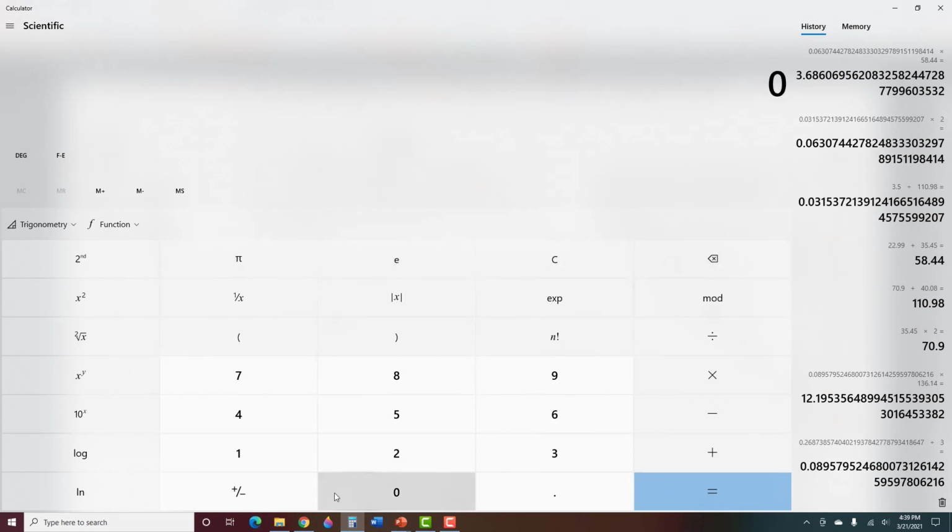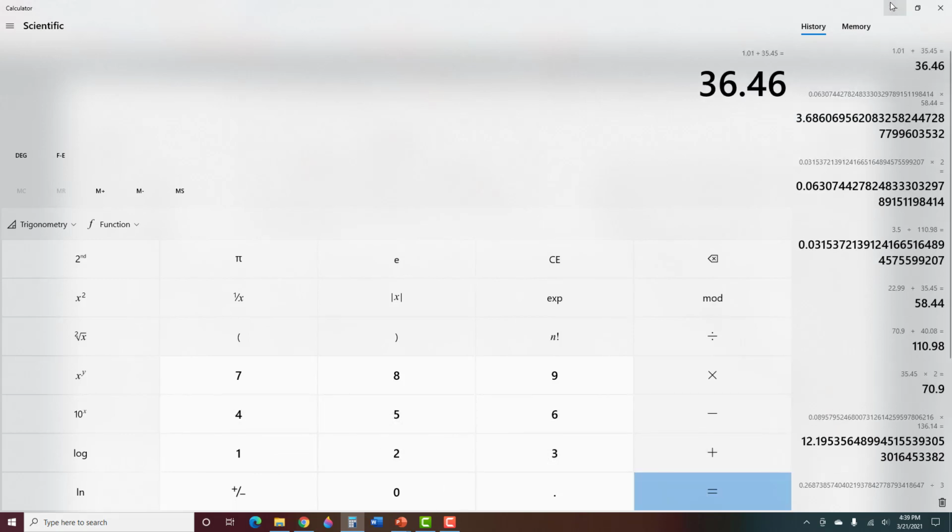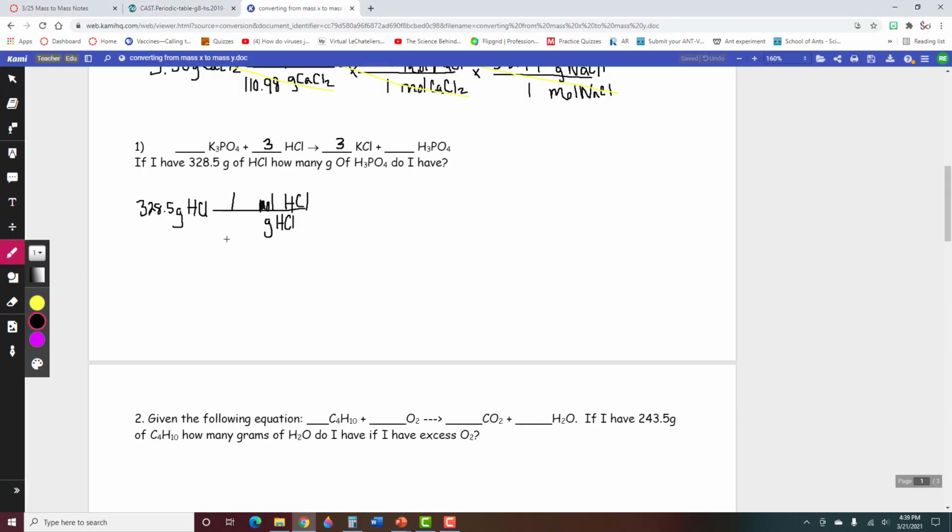So clear this. 1.01 plus 35.45. I guess I could probably do this in my head because it's 36.46. And so then this will be 36.46.